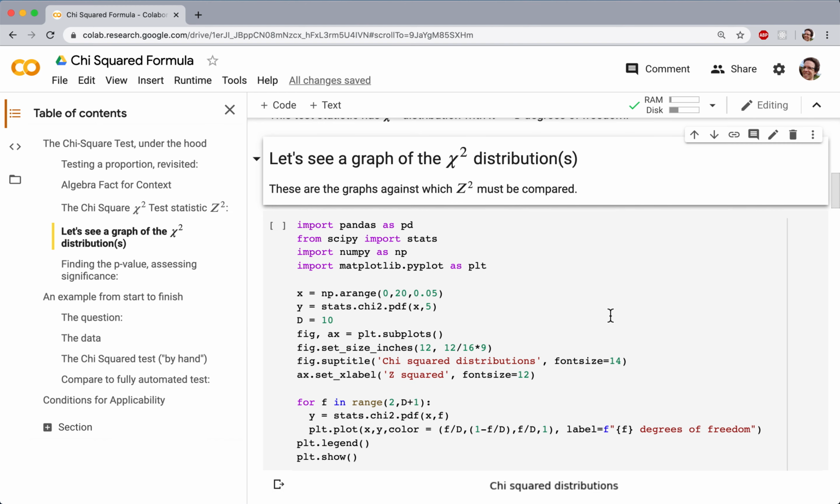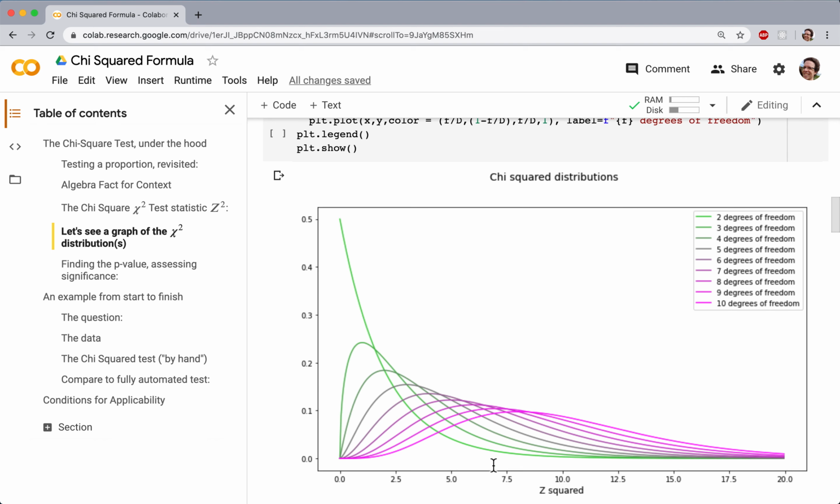So let's look at this graph. Here I've got a whole bunch of code, but the whole point of this code is to plot the chi-squared distribution. So you don't need to look through this and understand the code. Let's look at the picture.